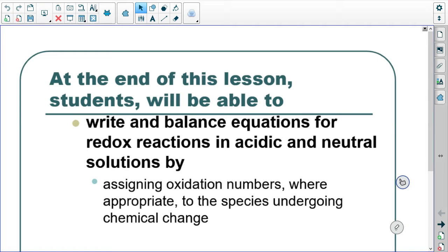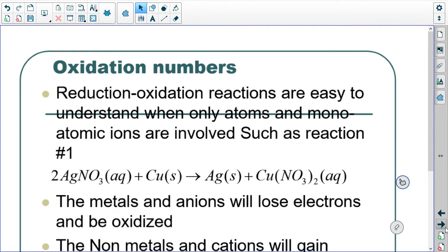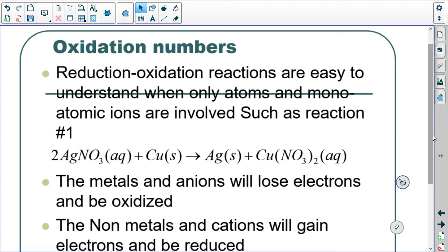Oxidation numbers. So today we're going to learn how to assign oxidation numbers to particular entities: atoms, electrons, molecules, etc. And then in the next couple of days, we're going to start to balance them in acidic reactions or neutral solutions. So in some cases, this case in particular, it's fairly easy to see that we're going to have a change.